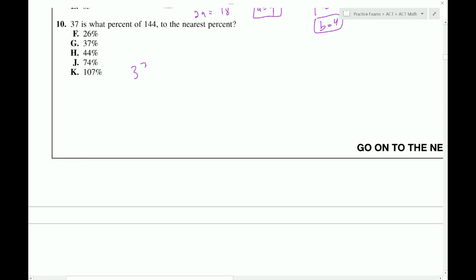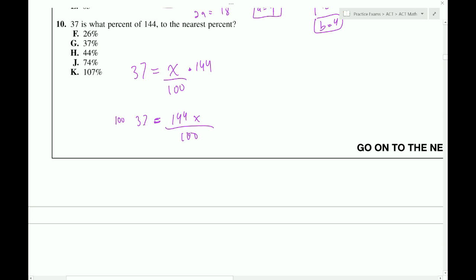Alright, 37 is what percent of 144? So notice I used the Math English Dictionary there, where is equals, of is times, percent is divided by 100. Alright, so from here, a more standardized way of writing this is 144x over 100.